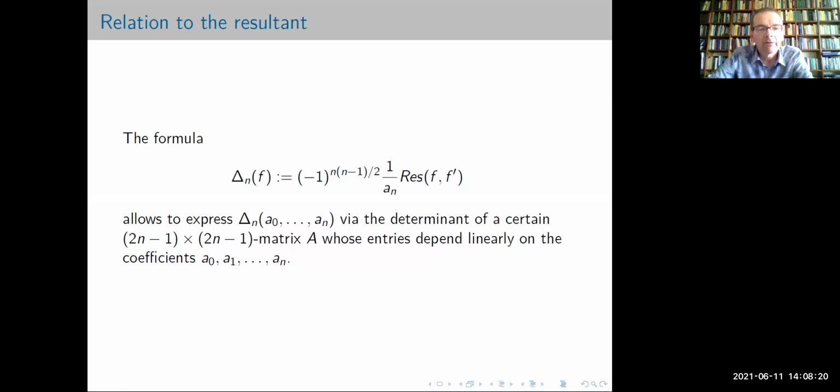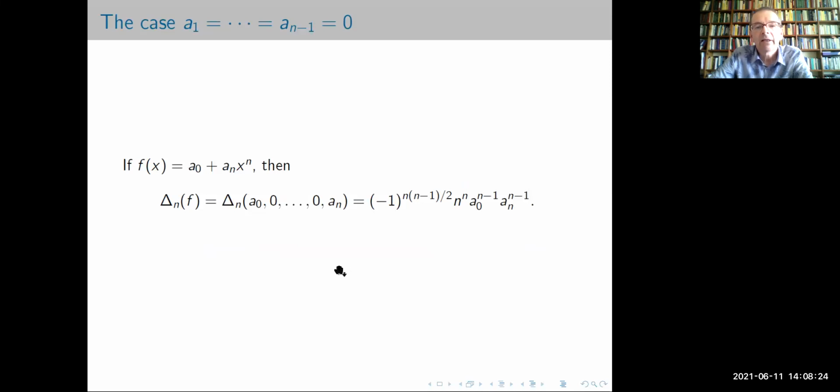Now I would like to go to a special case. This is a polynomial consisting of only the top term of degree n and a constant term. So this corresponds to the case when all coefficients a1 until a n minus 1 equal zero. One can compute the discriminant of this polynomial using the previous connection to the resultant, and one gets again this coefficient, and then it will be n to the power n, and then the product of two powers.